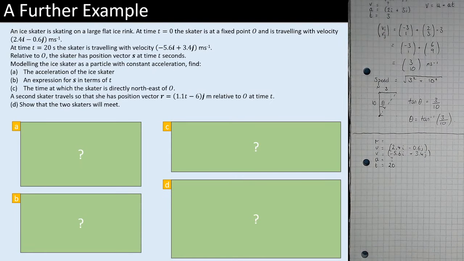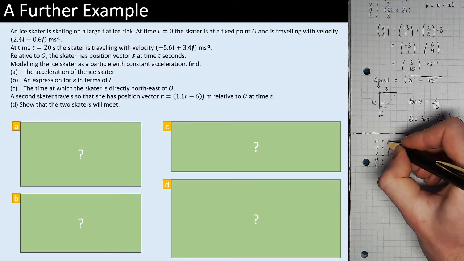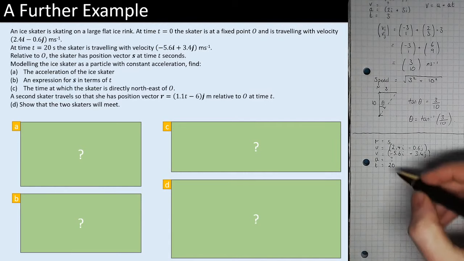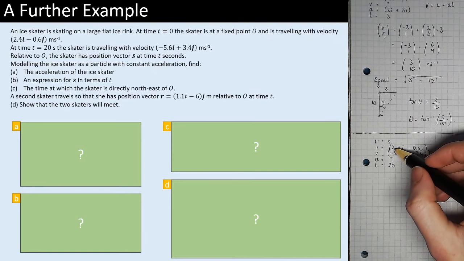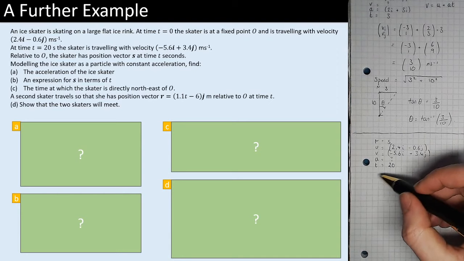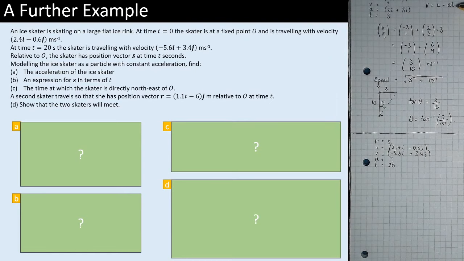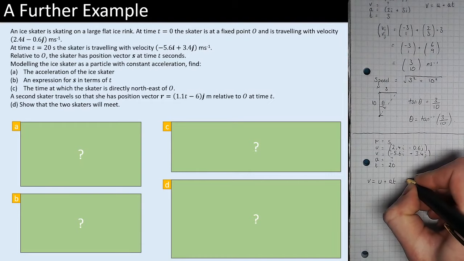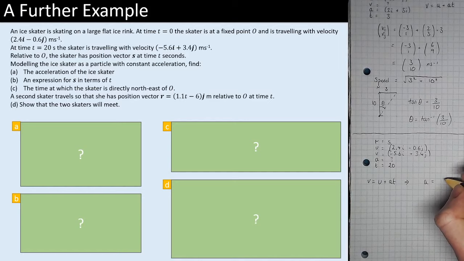We want acceleration, and we also want an expression for s in terms of t. So for acceleration, we've got v, we've got u, we've got t. We can use v equals u plus at and just rearrange it. That seems pretty decent. So v equals u plus at would then become a equals v minus u over t. We've got some substitution to do.